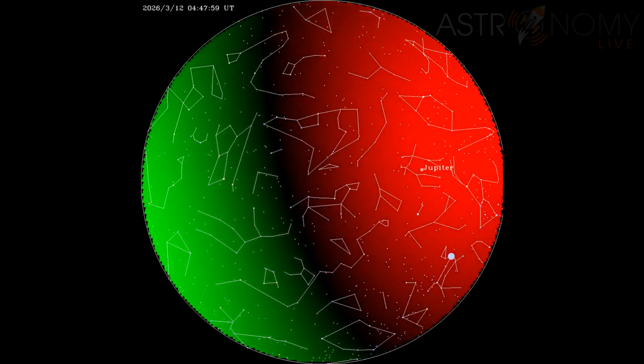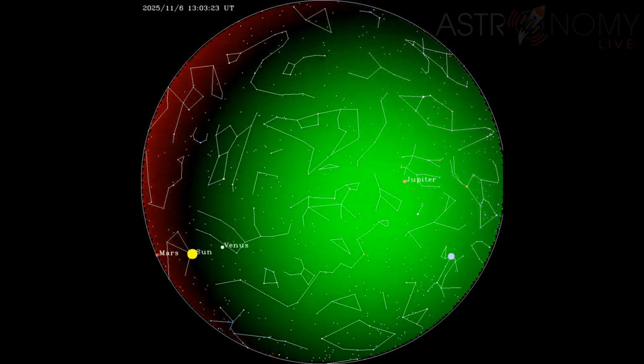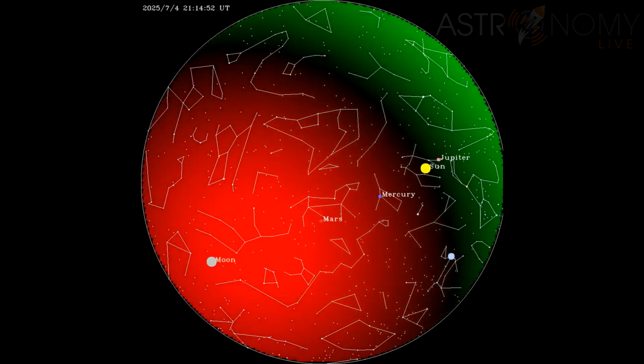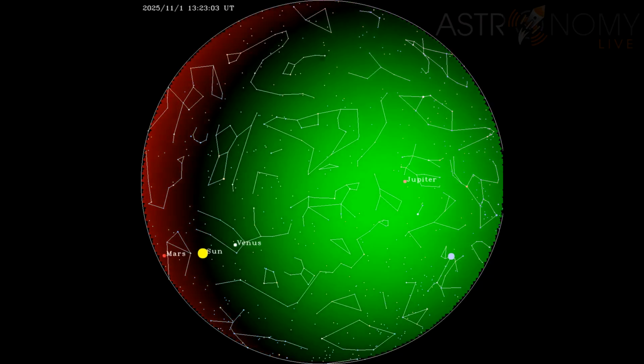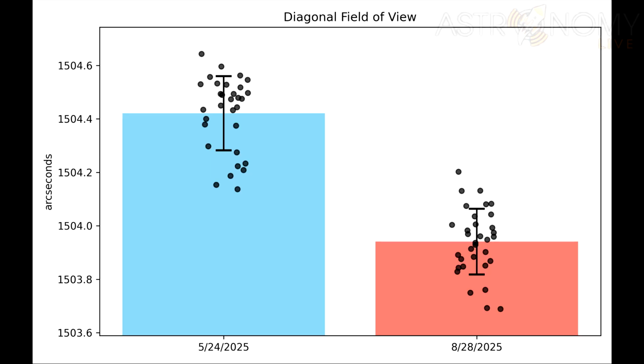The intensity of the color indicates the strength of the effect, and the magnitude of the effect depends on the initial field of view, but even at its maximum strength, it requires precise astrometry with the telescope to detect the subtle effect. Astrometry reveals that the diagonal field of view of the May 24th images was a fraction of an arc second wider than it was on August 28th. Each dot on this chart is a single 1 minute exposure.